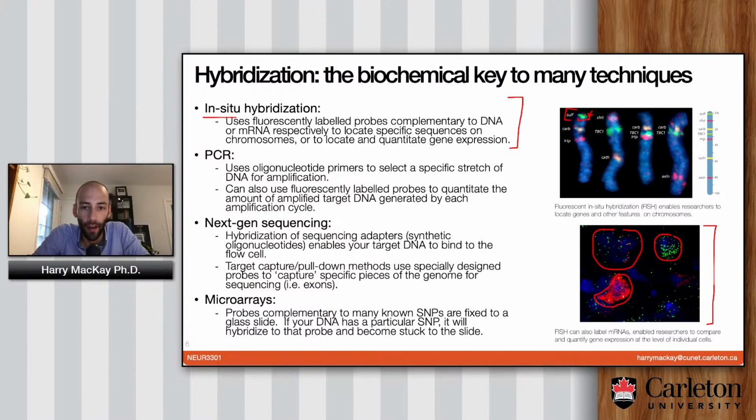Of course, there's PCR. PCR uses primers that are oligonucleotides. Oligo means few and nucleotide means nucleotide. So they're primers that bind to specific parts of the DNA that you're interested in and begin the process of amplification. You can also use fluorescently labeled probes to quantitate the amount of a target DNA that's generated by each amplification cycle.